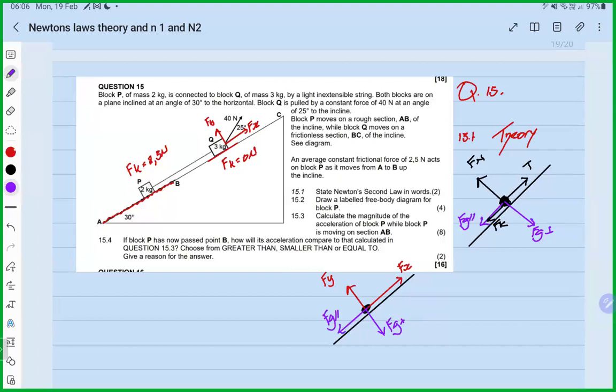There's a string over here. Please don't forget the tension force going backwards. And your normal force is going to be going vertically upwards. And there's all your forces on the two surfaces. This is the 3 kilogram. That's the 2 kilogram. And now we can go ahead and do the calculations.